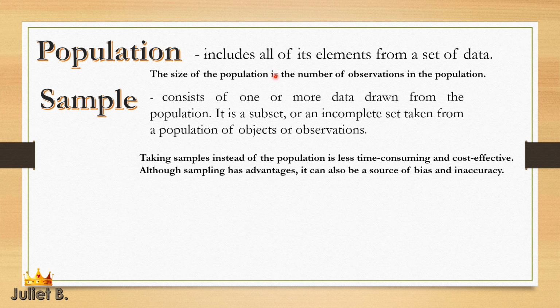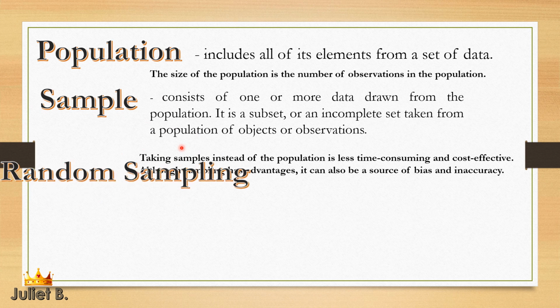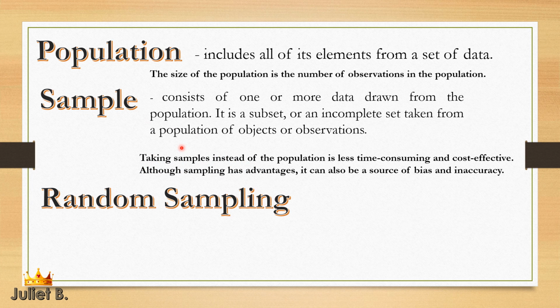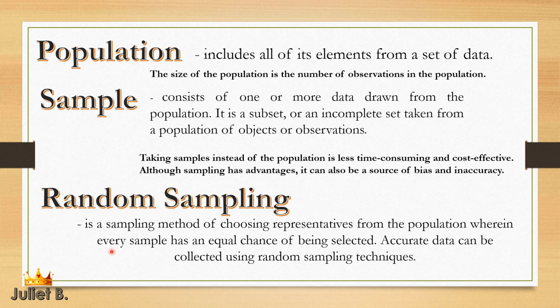Pero, kaya naman, merong mga random techniques na gagamitin para makakuha ng sample. Hindi siya basta-basta. And this is called random sampling. Random sampling is a method of choosing representatives from the population wherein every sample has an equal chance of being selected. Accurate data can be collected using random sampling techniques.